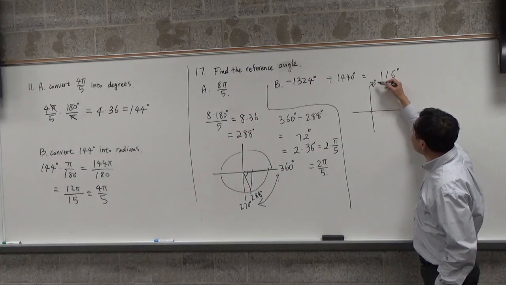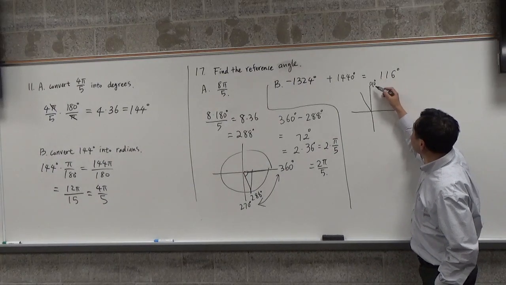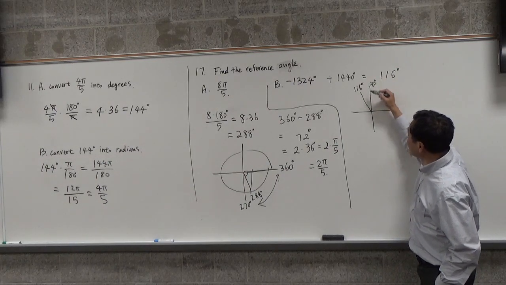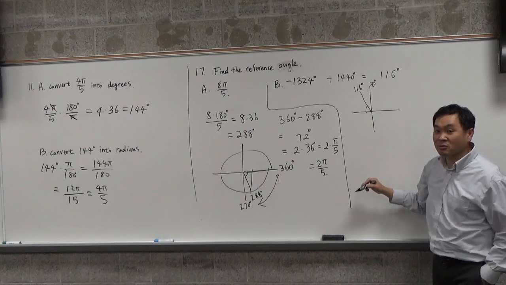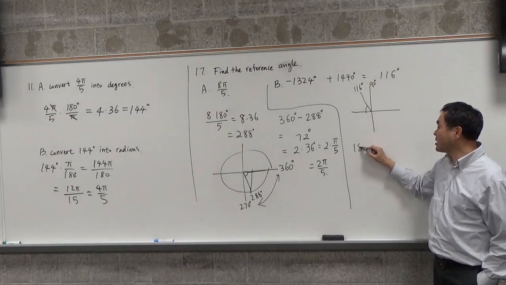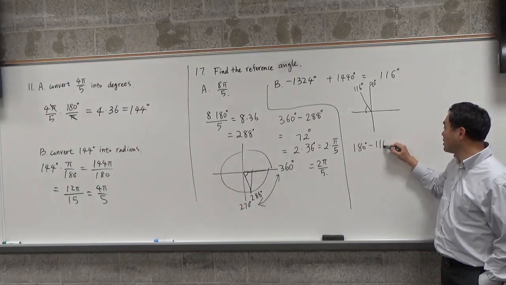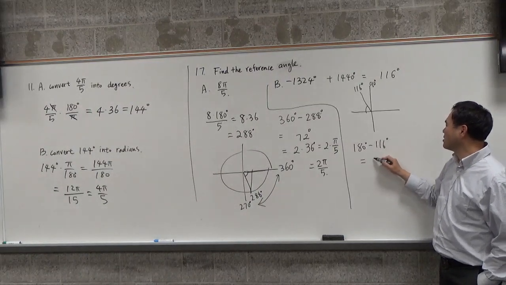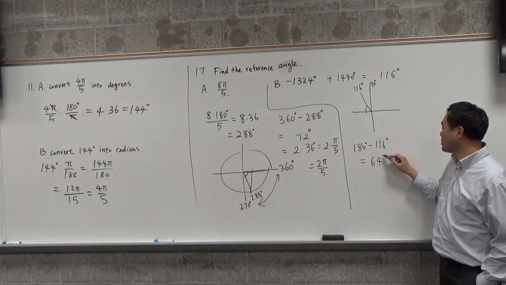Okay, where is that? Here's 90 degrees. 116 is right after 90 degrees, so here's 116 degrees. Therefore, what's the reference angle? 180 degrees minus 116, which is 64 degrees. Done.